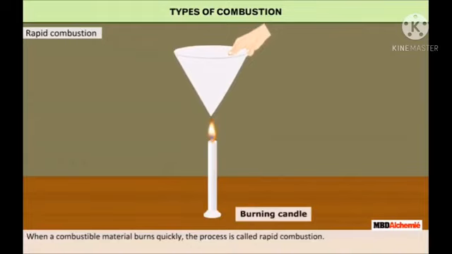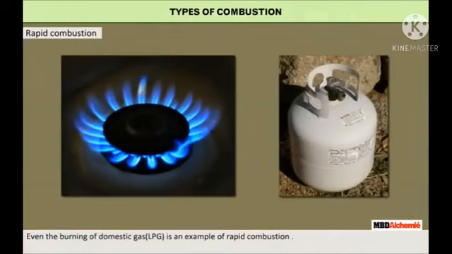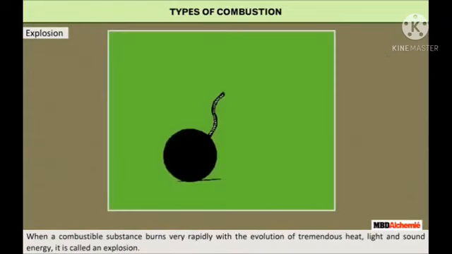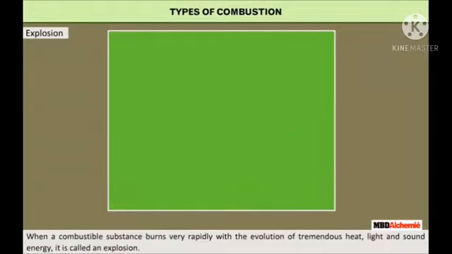Rapid combustion. When a combustible material burns quickly, the process is called rapid combustion. Burning of wax candle and domestic fuel, LPG, is the example of rapid combustion. Explosion. When a combustible substance burns very rapidly with the evolution of tremendous heat, light and sound energy, it is called an explosion. For example, explosion of bomb.